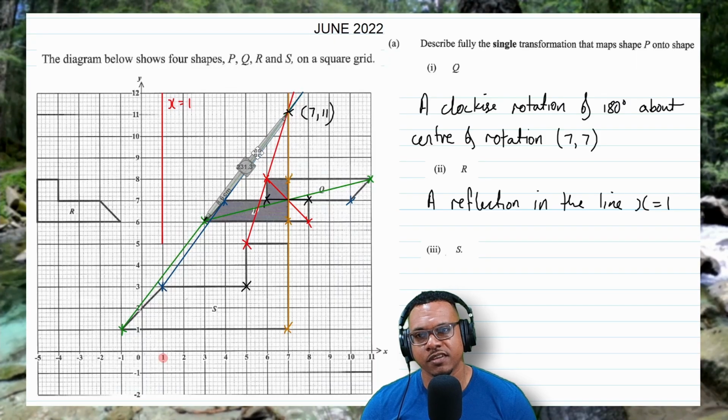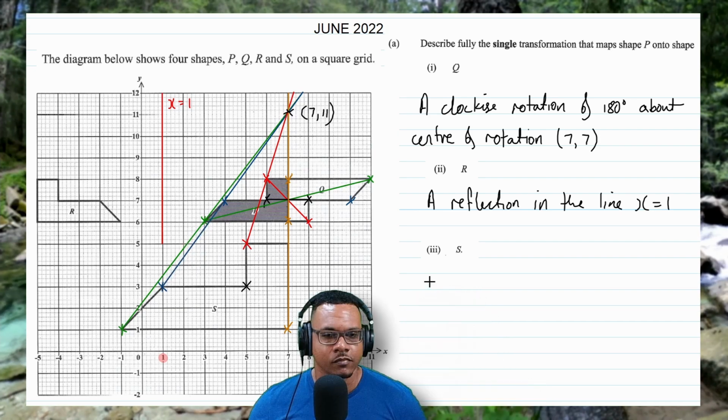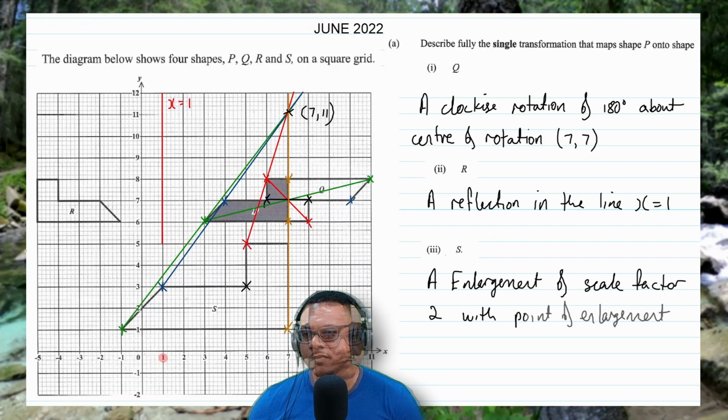All right, so from the point of enlargement, let's line it up with the blue. So this is a scale factor of 1. And as I move the compass point here now, see it lines up here. So that's now a scale factor 2. So that's what I can do with the divider or compass. That's how we know the scale factor is 2 as well. So I'll put an enlargement of scale factor 2 with point of enlargement, and that'll be this coordinate here, 7, 11.